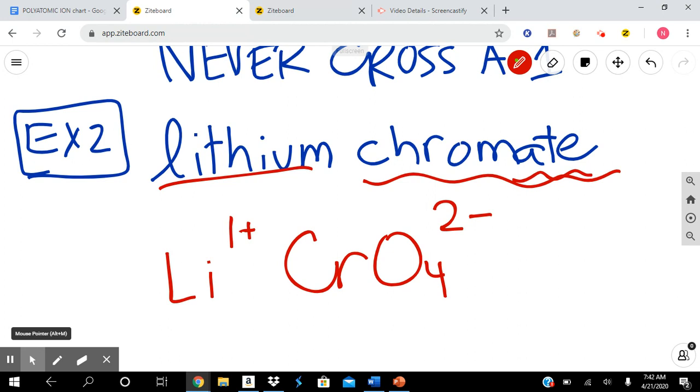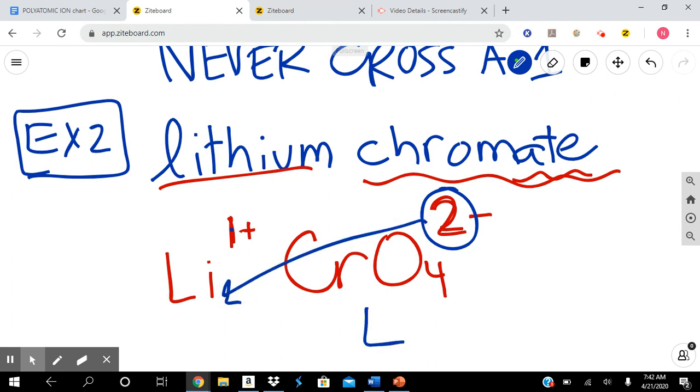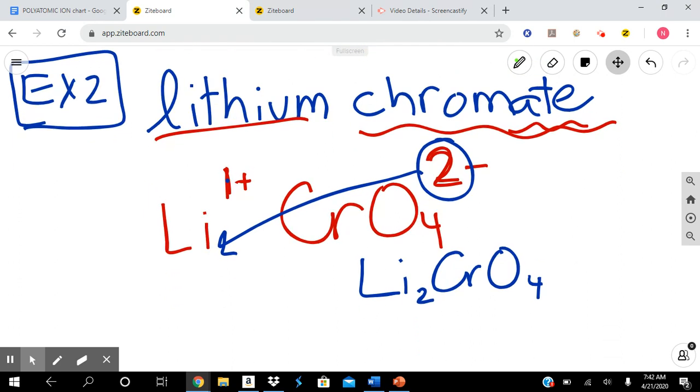Are my charges the same? No, I've got a 1 and I've got a 2. I can't cancel those out, but I can crisscross. Am I going to cross the 1? No. Am I going to cross the 2? Yep. So I'm going to drag that 2 down there. So I have Li2CrO4, lithium chromate. Okay, let's do another.